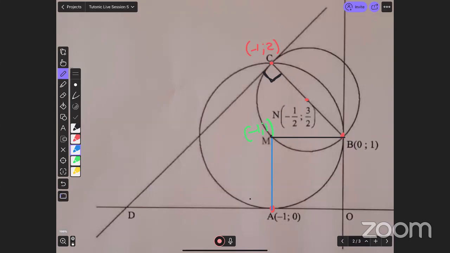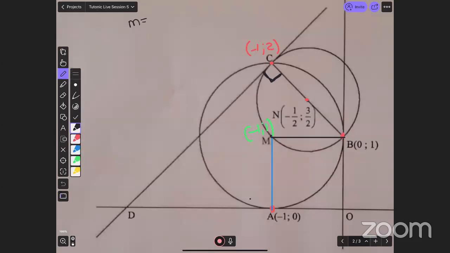-1. All right, 2 minus 1 over -1. Well, sorry, -1 minus 0, right? Which is going to be -1. Okay, so therefore the gradient of CD is +1. So the gradient is 1.